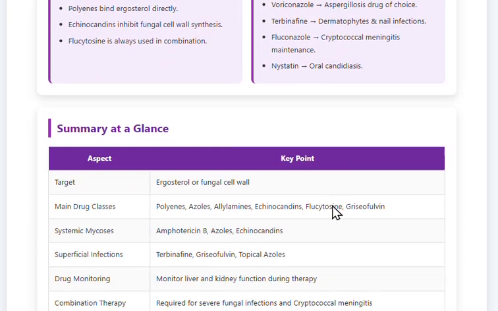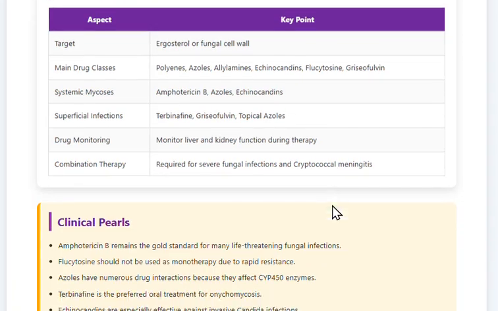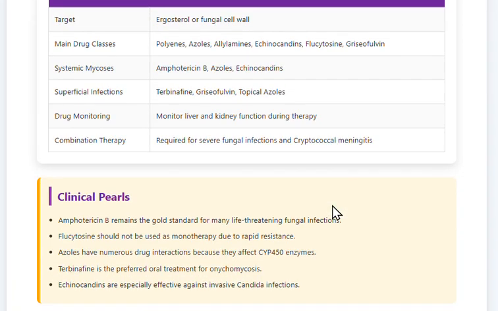Congratulations! You've successfully completed the Antifungal Agents revision series. Remember, understanding the mechanisms, not just memorizing drug names, will help you answer both theory questions and multiple choice questions with confidence. Take a short break, revise your notes once more, and trust your preparation.